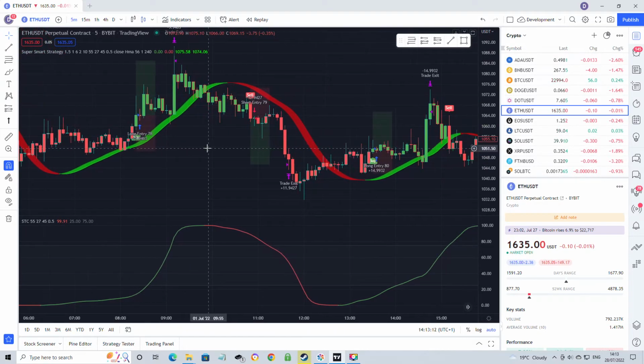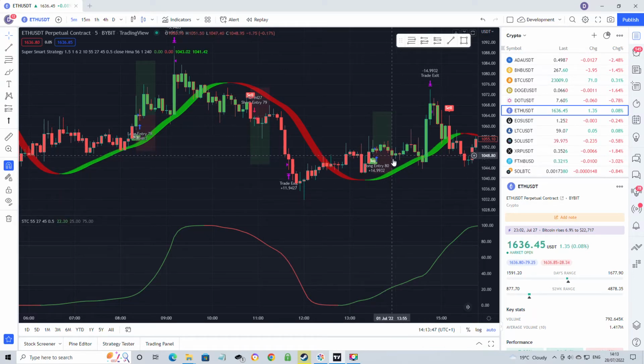For short entries, the opposite is true. So the STC indicator needs to be red and needs to be over this 75 level. There needs to be a sell signal on the UT bot, and the whole suite needs to be red. So this would be our trigger candle. It would open on the opening of the subsequent candle. Stop loss set at the recent swing high, which would be here, and again targeting a 1 to 1.5 risk reward ratio. And you can see this is another successful trade, which was closed down here.